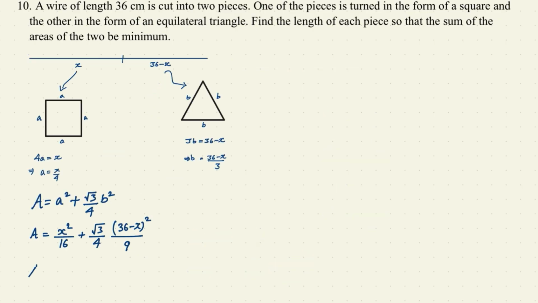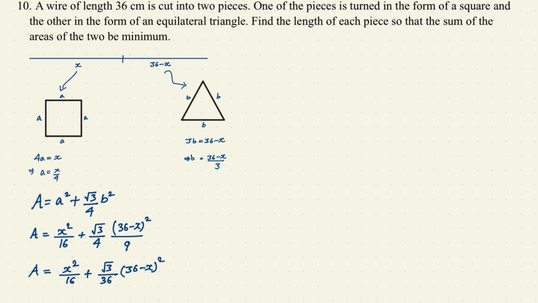So the area of the figures will be x square by 16 plus root 3 by 4 into 9, which is root 3 by 36, into (36 minus x) whole square. So I have to minimize this area. That means my function is ready.